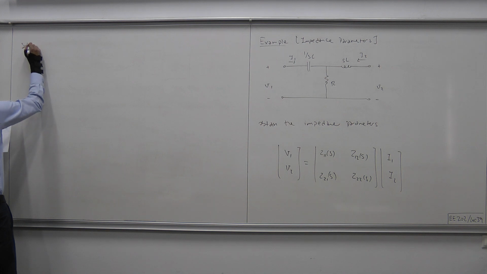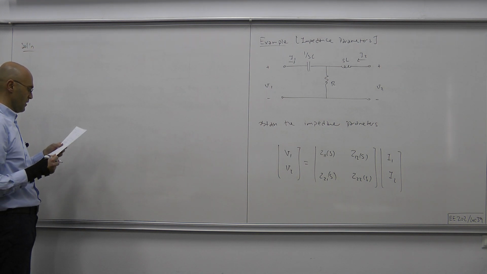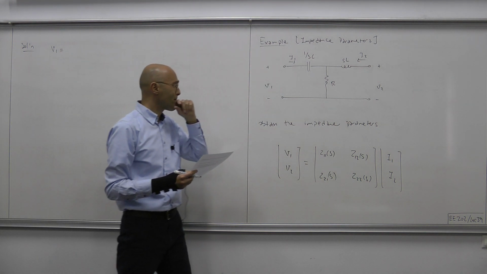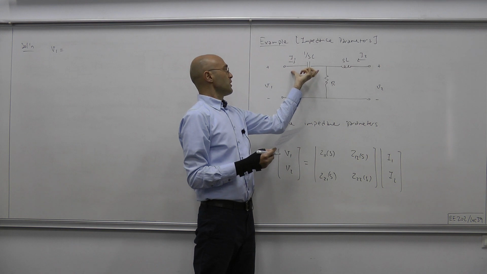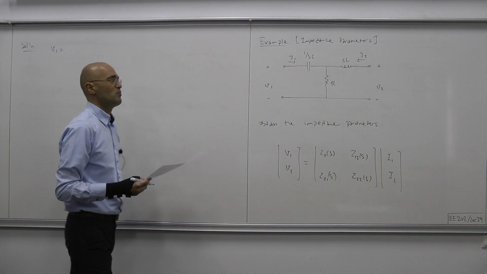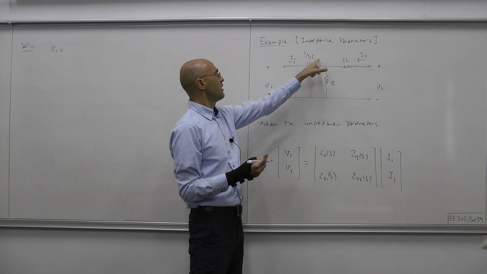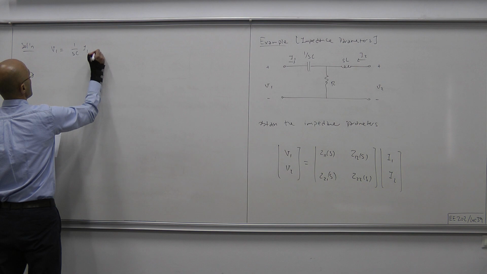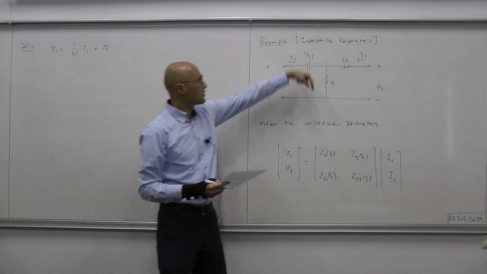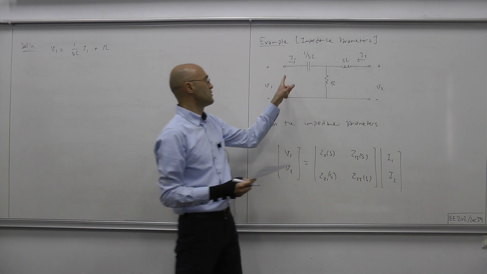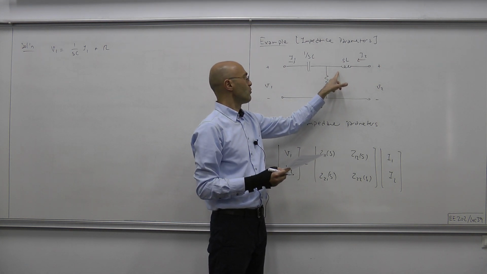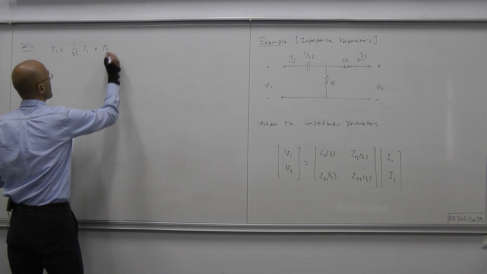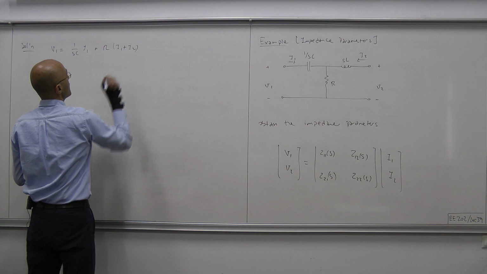Okay, here is the solution. So we can write this voltage easily as this voltage plus the voltage drop across the terminals of the resistor. This voltage is I1 times the impedance of the capacitor, so 1 over SC times I1, plus R times the current passing through our resistor. I1 is coming from here, I2 is coming from here, therefore the current passing through your resistor is I1 plus I2.